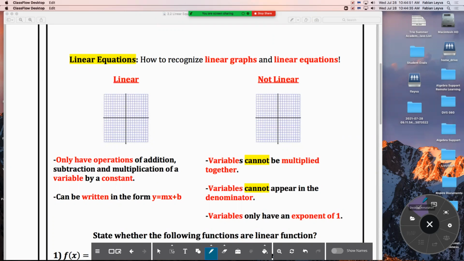And linear graphs are pretty easy because how in the world would you know what a linear graph is? Does anybody have any clue? How can you just visually see what a linear graph is? It's a straight line. Yeah, that's literally it. Pretty straightforward.